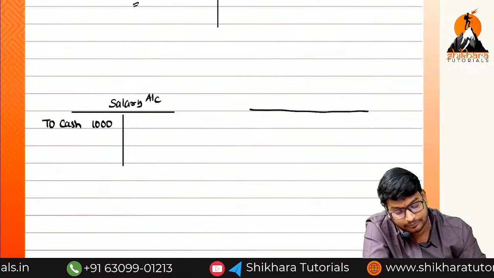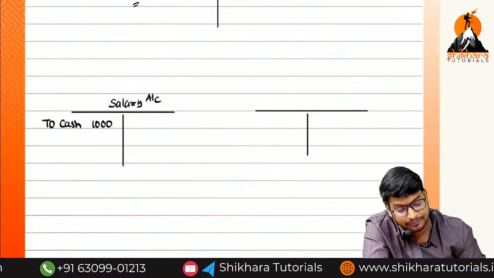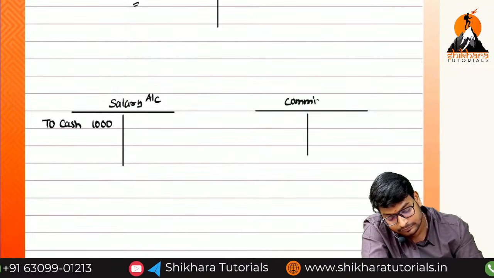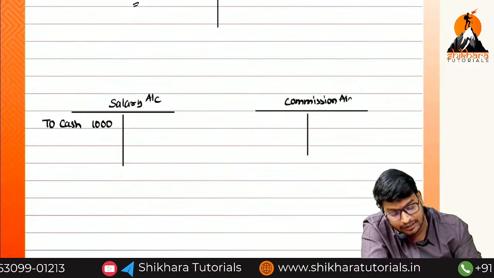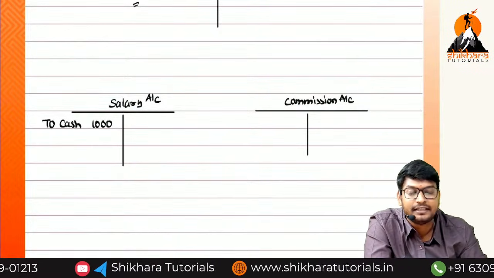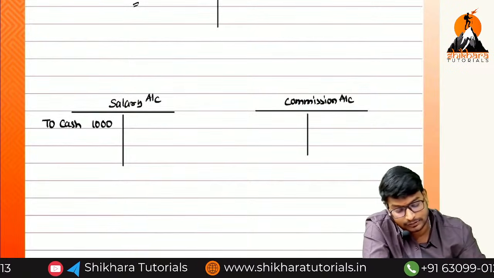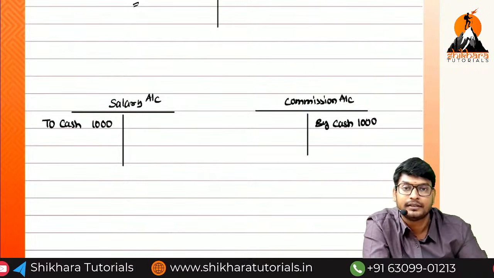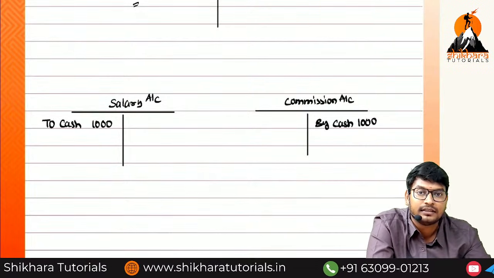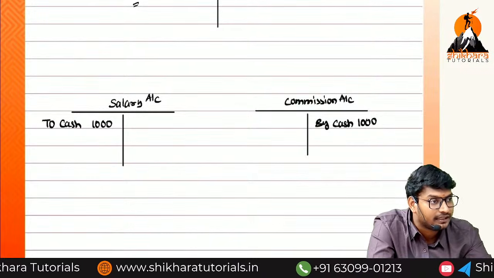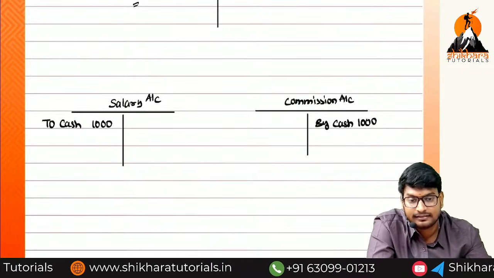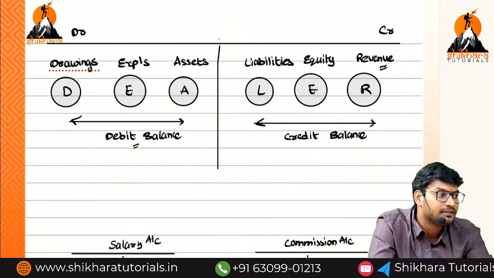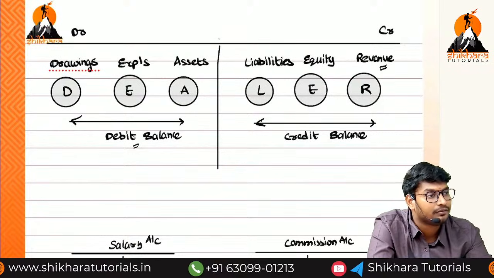Or if you take an income, for example, commission received. What is the entry for the commission received? Cash or bank account debited to commission account. So which side do we have to post? Credit side. By cash, 1000 rupees. This account is showing a credit balance, because the credit side is more than the debit side. That is the reason incomes are on the credit side. Revenue is nothing but income. Equity is nothing but capital.